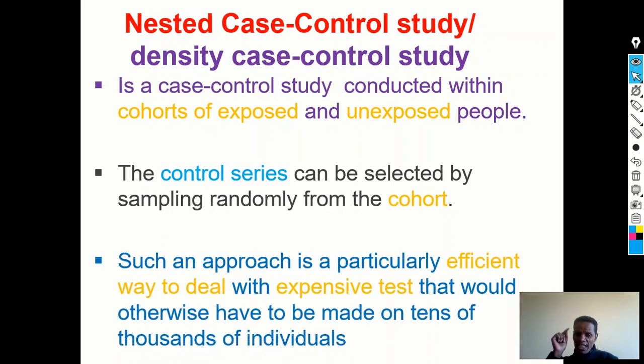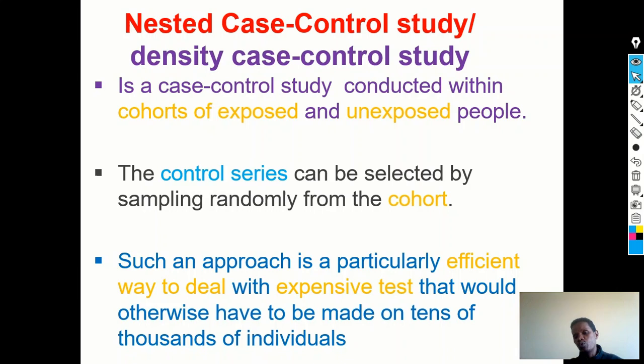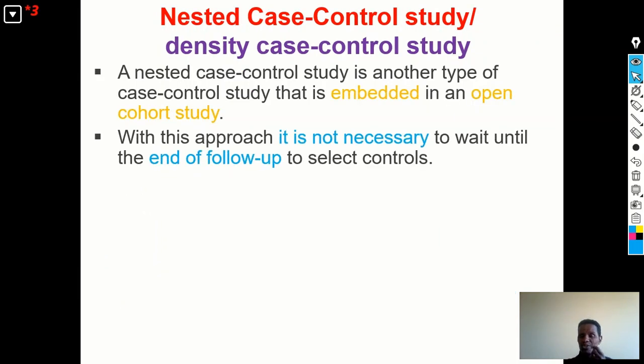Such an approach is a particularly efficient way to deal with expensive tests that would otherwise have to be made on tens of thousands of individuals. If we follow the full cohort, that will just take resources on collection of the data on tens of thousands of individuals. So a nested case control study is another type of case control study that is embedded in an open cohort study. We'll see what open cohort study means.